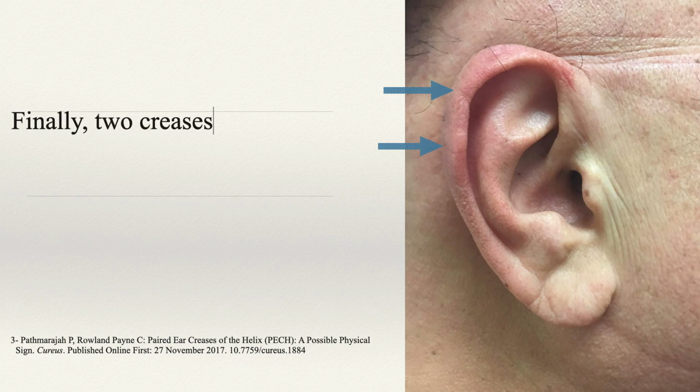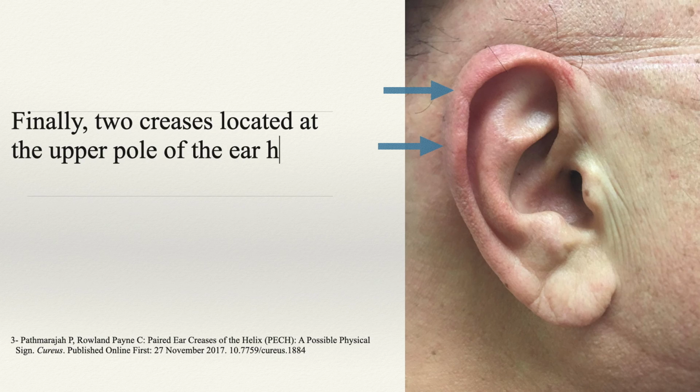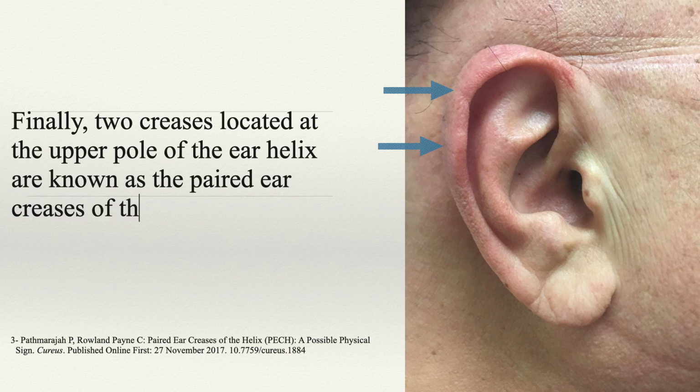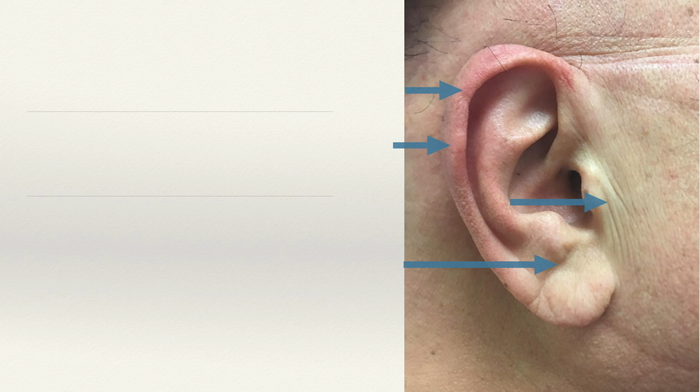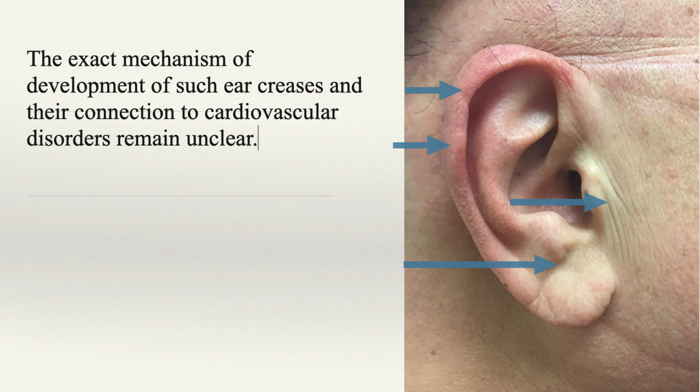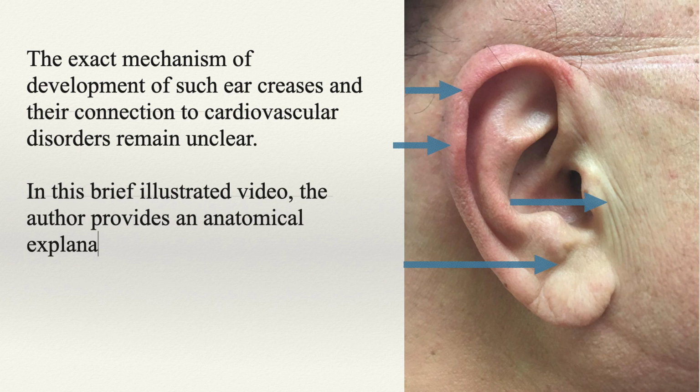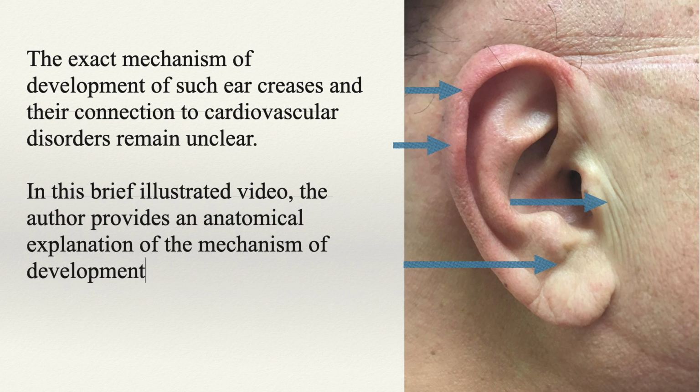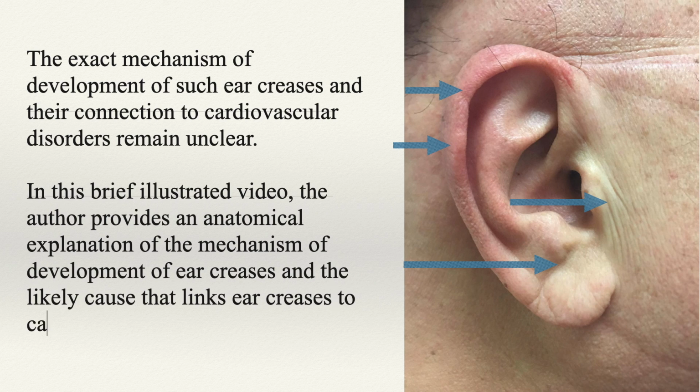Finally, two creases located at the upper pole of the ear helix are known as the paired ear creases of the helix. The exact mechanism of development of such ear creases and their connection to cardiovascular disorders remain unclear. In this brief illustrated video, the author provides an anatomical explanation of the mechanism of development of ear creases and the likely cause that links ear creases to cardiometabolic diseases.